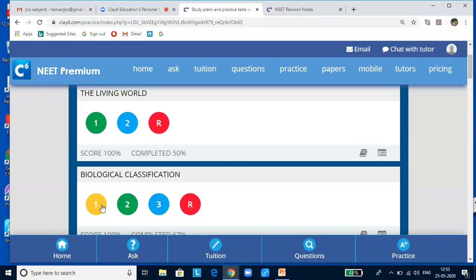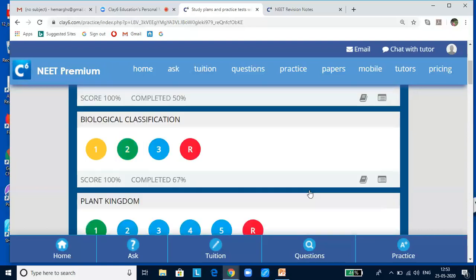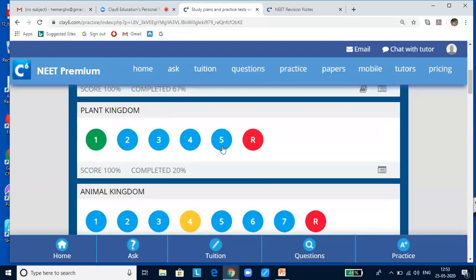You might have started the test and realized you are not ready, so the yellow bubble will indicate that you need to take the test again. And if you look at it, the tests are all changed. The number of tests depends upon the complexity of the textbook and also its importance in the NEET examination.